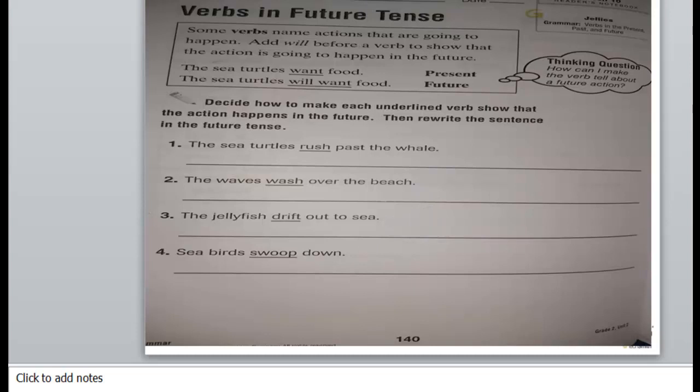Okay, number 4. Seabirds swoop down. Where's the verb? Yeah, swoop. Okay, so the word swoop here, present or past or future? Present. Good, guys. Okay, so this present verb, what we should do to make it into the future tense, we're gonna add what before the word swoop?